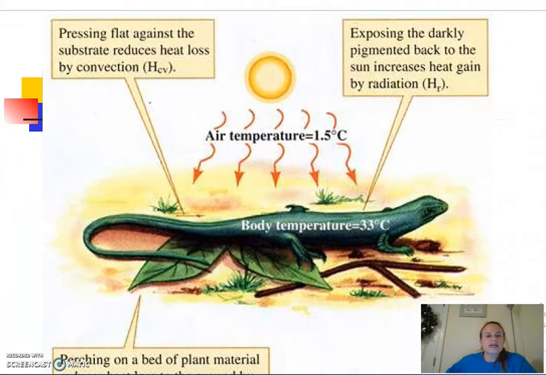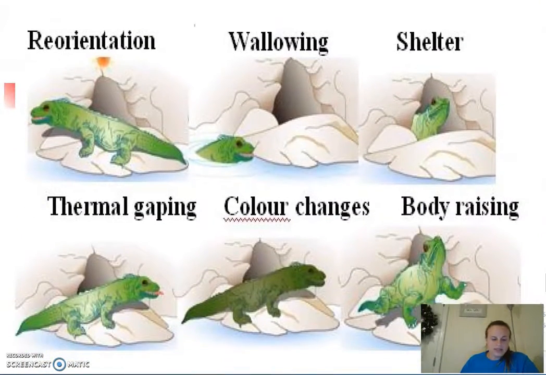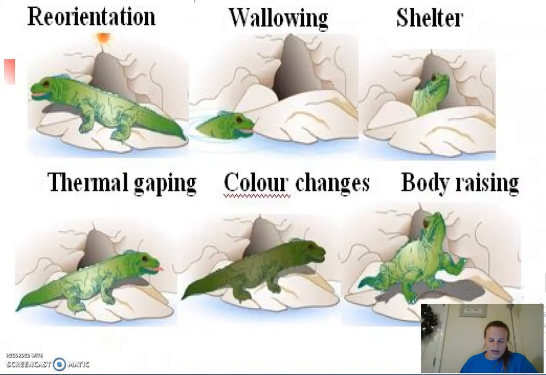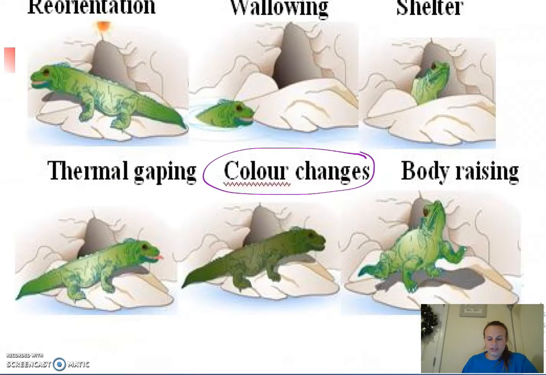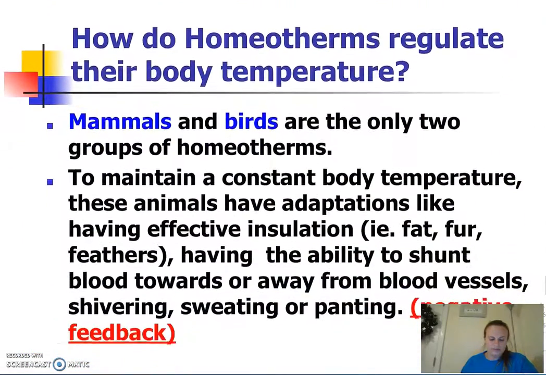Lizards might press against the surface in order to prevent heat loss. Furthermore, that exposes their dark colored top to the radiation that comes from the sun. So here are examples of what these organisms can do. They can reorient themselves, they can find shelter, they can do color changes, meaning if they become a darker color, they're going to be able to absorb more heat from the radiation.